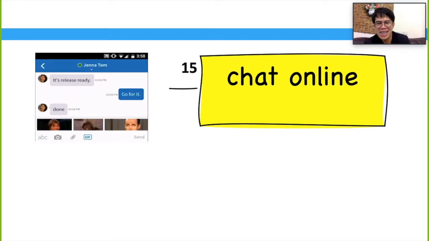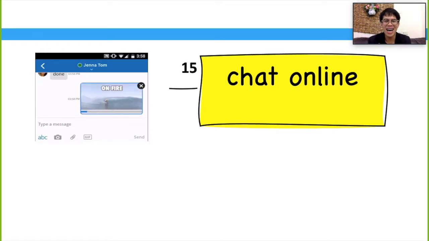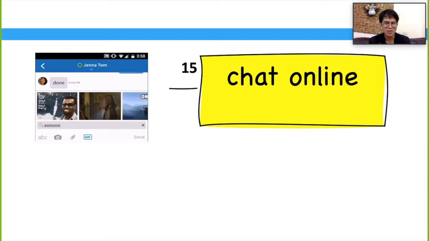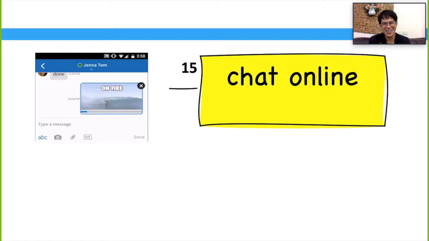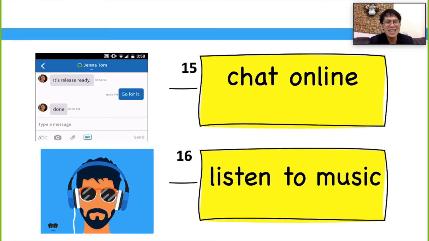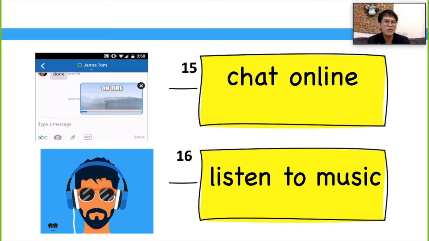Number 15, yeah, this is what I'm talking about. Chat online. Chat online. If you miss your friends or if you miss your family, you can use Messenger to chat with them online. Alright? Chat online. Number 16, if you feel bored, you can listen to music. Listen to music. What is your favorite music?